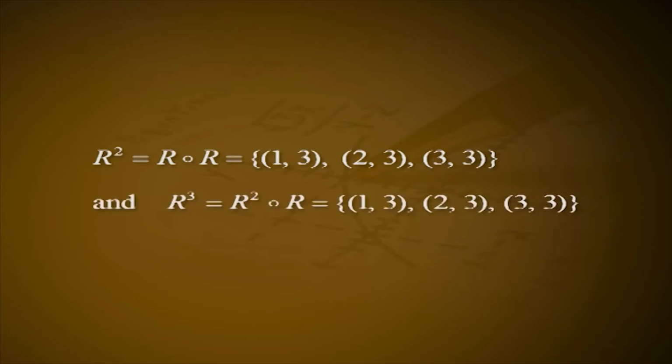Example 3. Consider the following relation R on A consisting of 1, 2 and 3. R is equal to the set consisting of the ordered pairs (1, 2), (2, 3) and (3, 3). Then R squared is equal to R composition R, that is equal to the set consisting of all ordered pairs (1, 3), (2, 3) and (3, 3), and R cubed is equal to R squared composition R, that is equal to the set of all ordered pairs (1, 3), (2, 3), (3, 3). Accordingly, transitive of R is equal to R union R squared union R cubed, that is the set consisting of the ordered pairs (1, 2), (1, 3), (2, 3) and (3, 3).